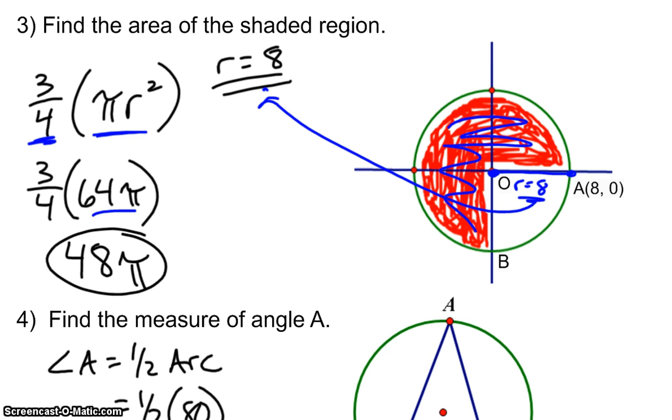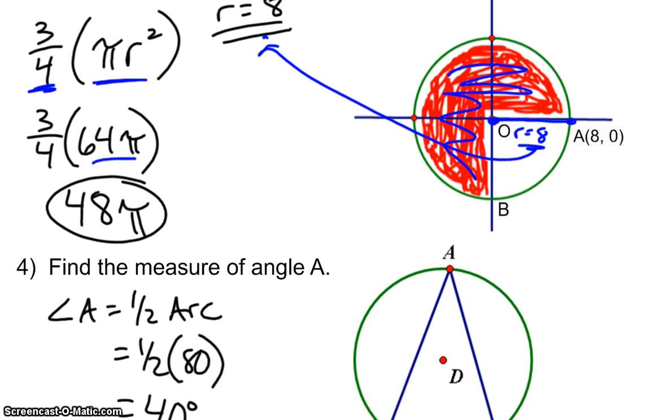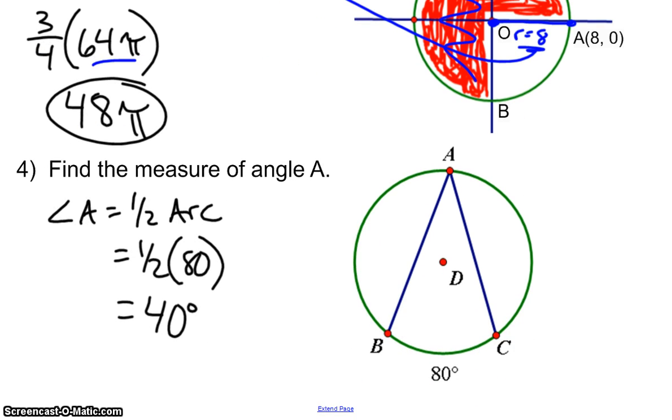We're talking about an inscribed angle. It is half of its corresponding arc, the intercepted arc. So we're going to take 80 degrees and divide it by 2, which gives us 40 degrees.